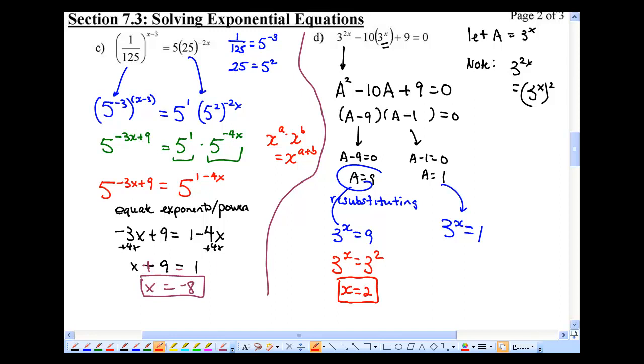But for the other one, what exponent is equal to 1? Remember, anything to the power of 0 equals 1. So why don't I choose the base of 3, since that's what I want, and therefore here x also equals 0. Tricky, hey? But nonetheless, doable.